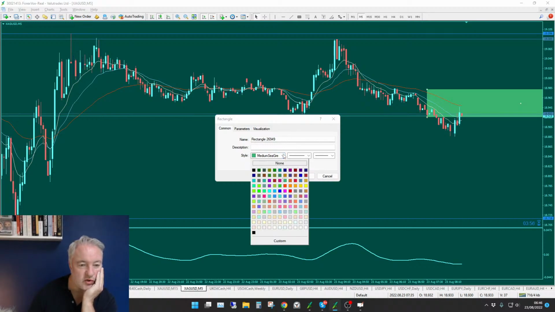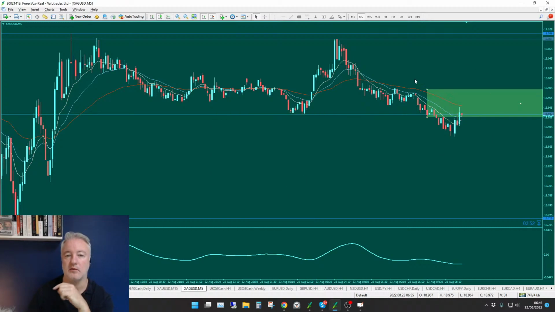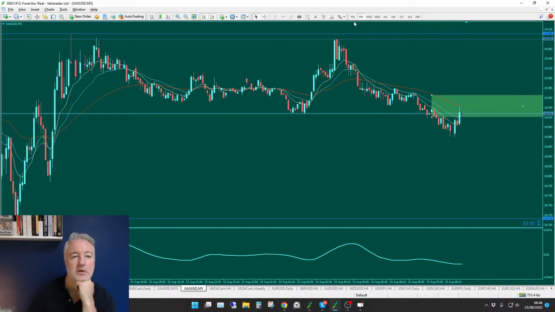Okay, so I want to go a bit darker. There we go. So there's our dark thing. I'm looking for rejection candles here. So this is a 5 minute time frame. I am looking to go short. That's the goal. And here's an example.